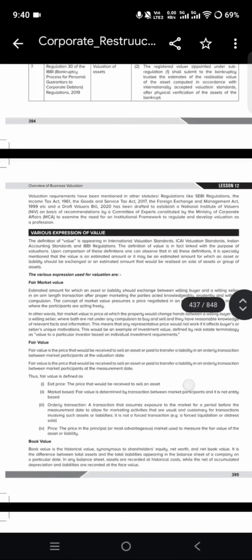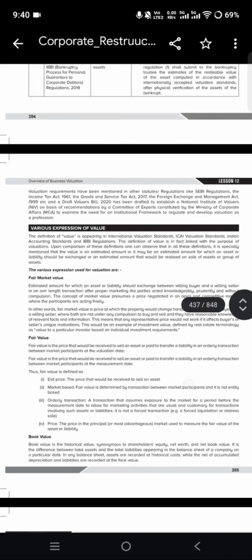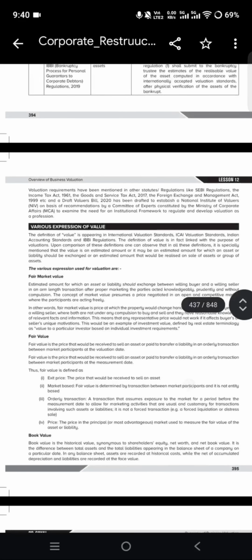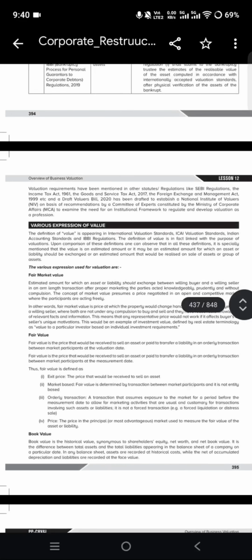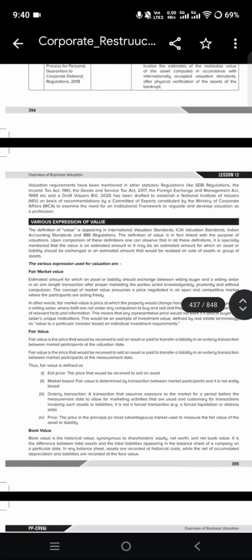So write down disclosure, 1 point. Disclosure requirements of the accounting standards prescribed by the Central Government in terms of Section 133 of the Companies Act, including the guidance note on accounting for employee share-based payments.